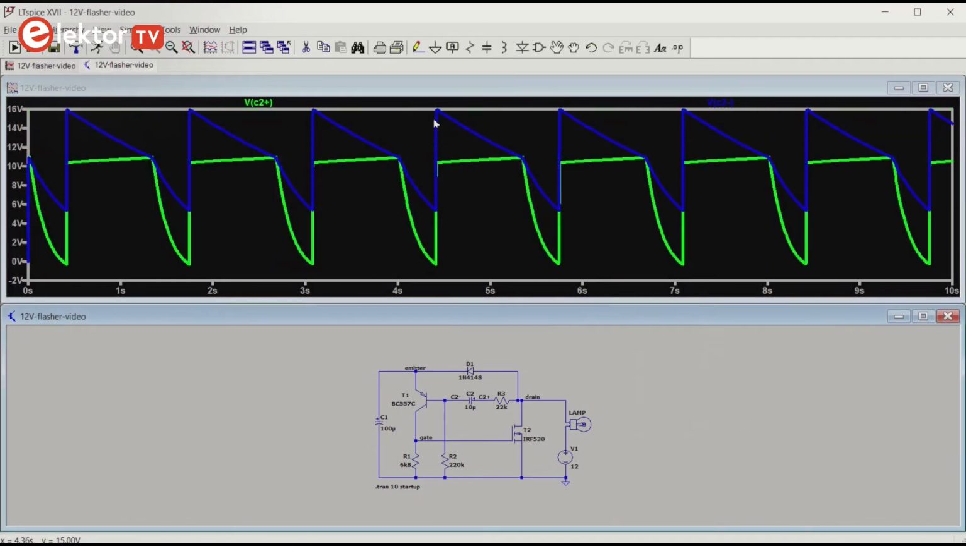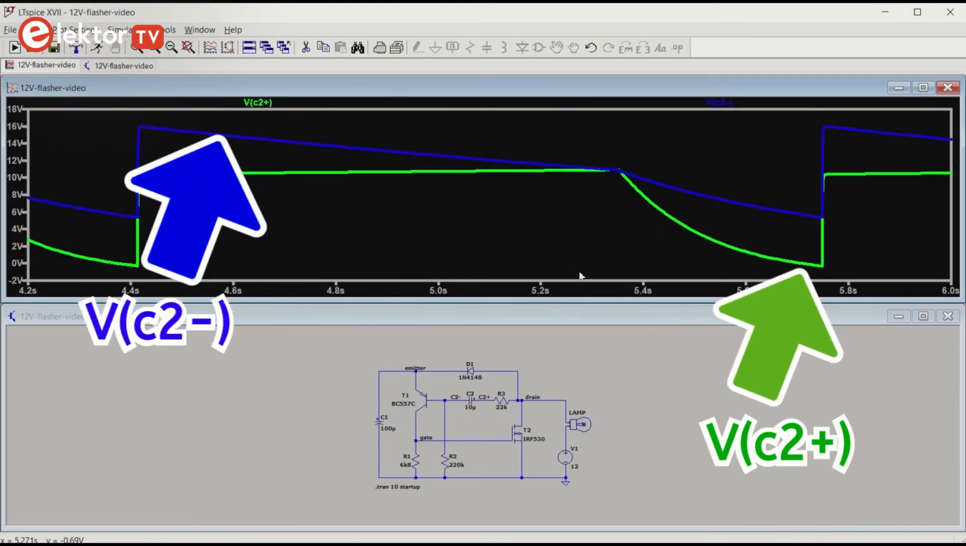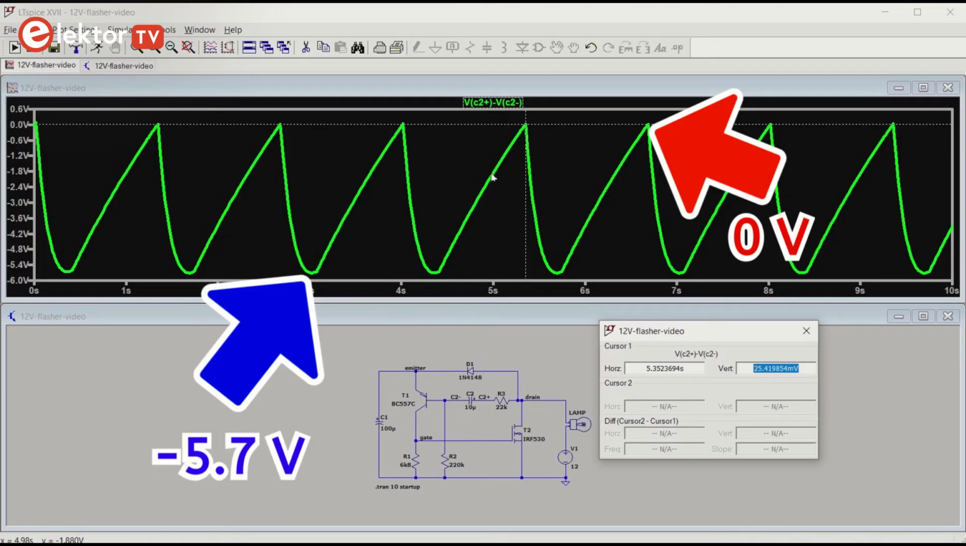Therefore, during a complete period, this voltage is almost always lower than the voltage on the negative side of C2. We can show this in LTspice by plotting the voltage over C2. Therefore, C2 is either the wrong way around, or it should be a non-polarized capacitor.